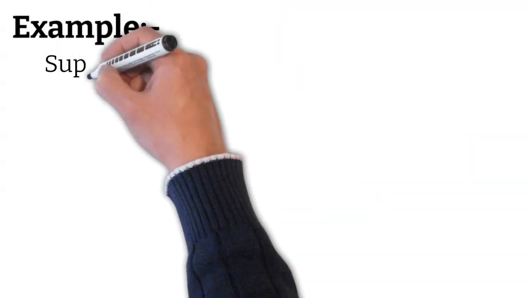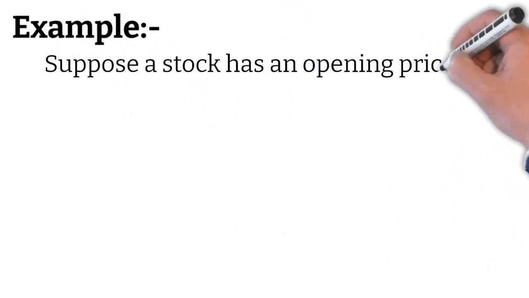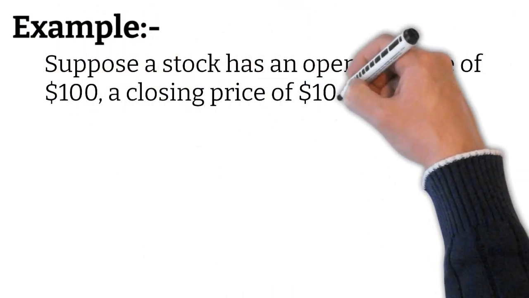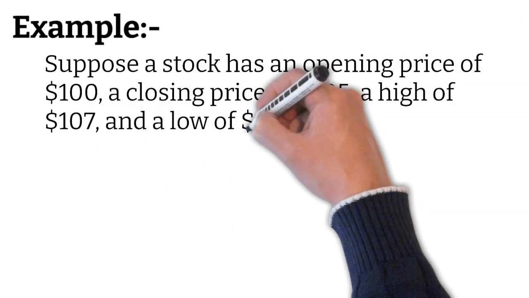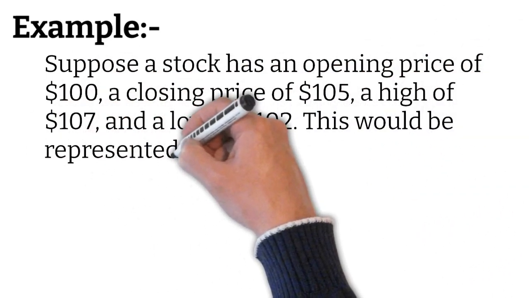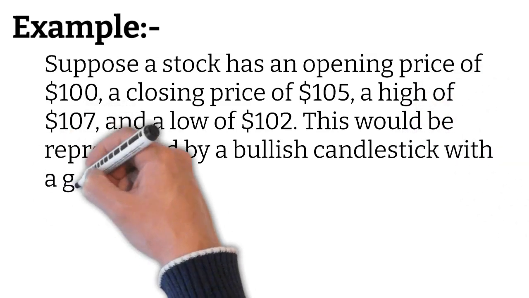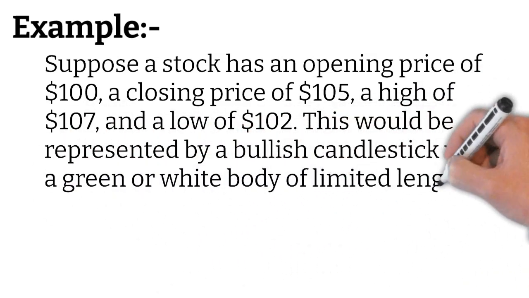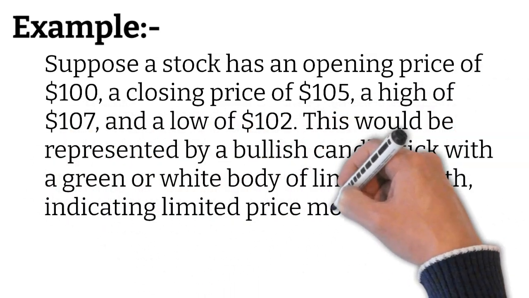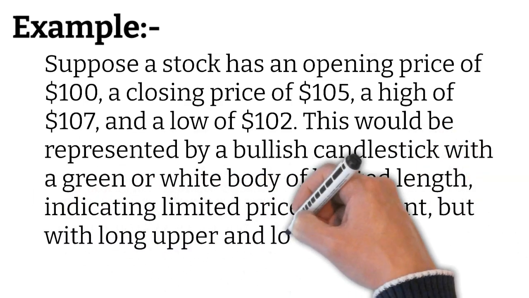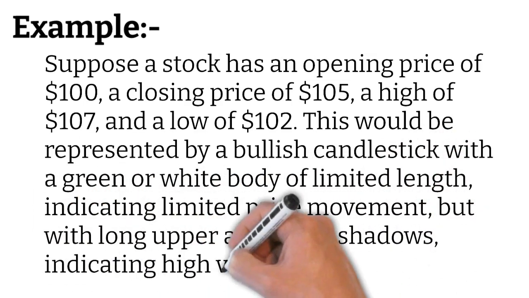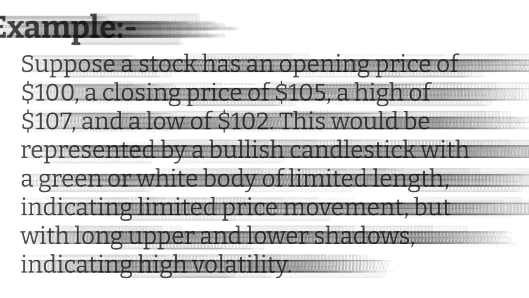Example, suppose a stock has an opening price of $100, a closing price of $105, a high of $107, and a low of $102. This would be represented by a bullish candlestick with a green or white body of limited length, indicating limited price movement, but with long upper and lower shadows, indicating high volatility.